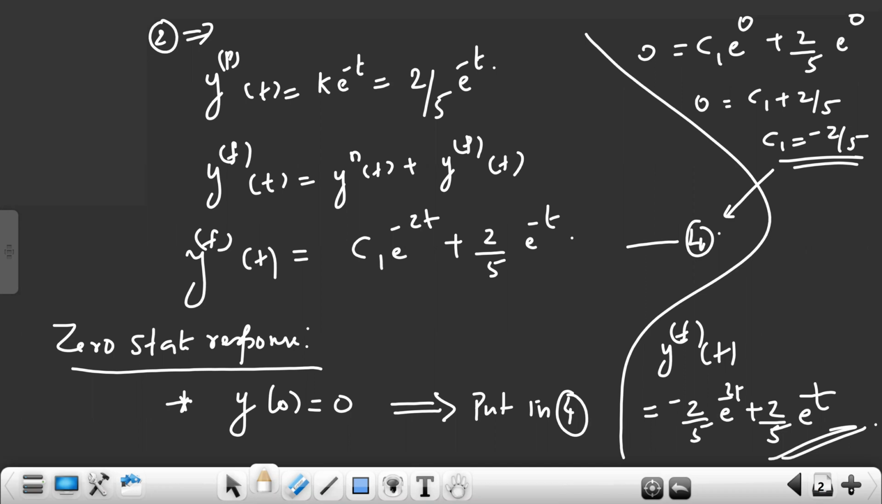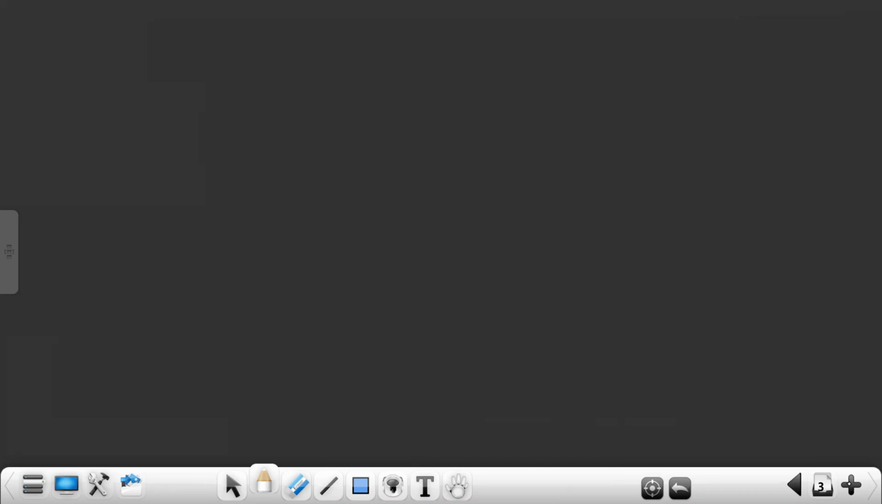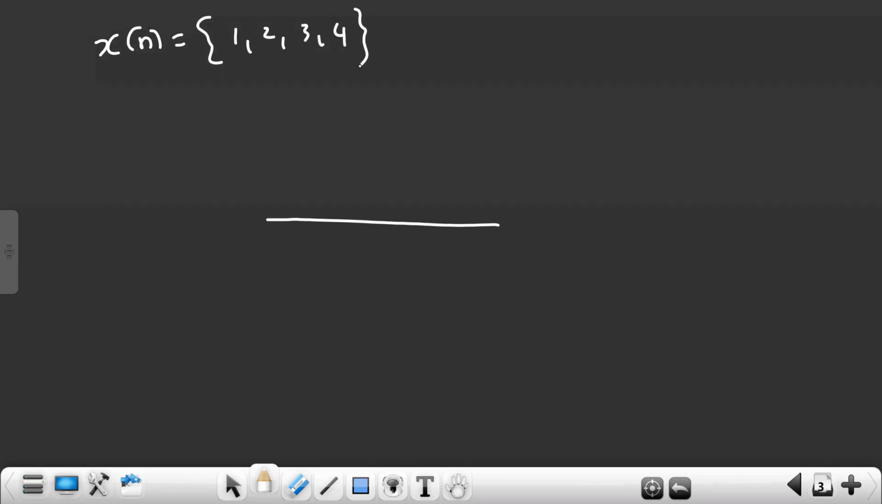Before going to the next question, let me tell you something about your assignment question. Many doubts you asked regarding the third question. Already I have explained in the class, but I think you people have not taken down the particular point. If a set x of n is given like 1, 2, 3, 4 without any arrow mark, then it is understood that the first sample should start from origin.